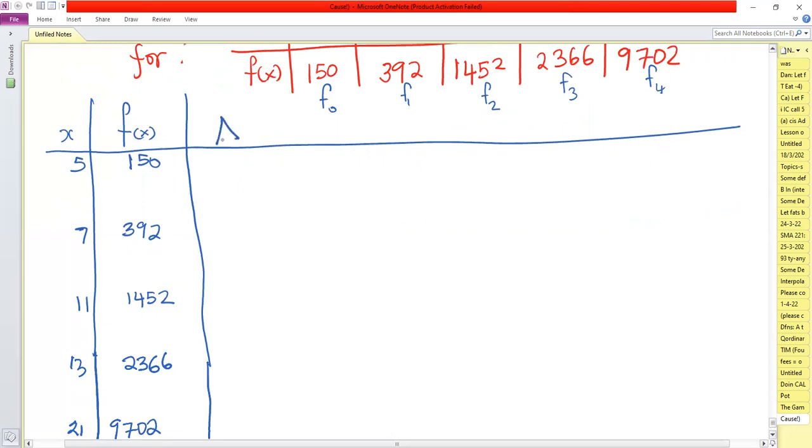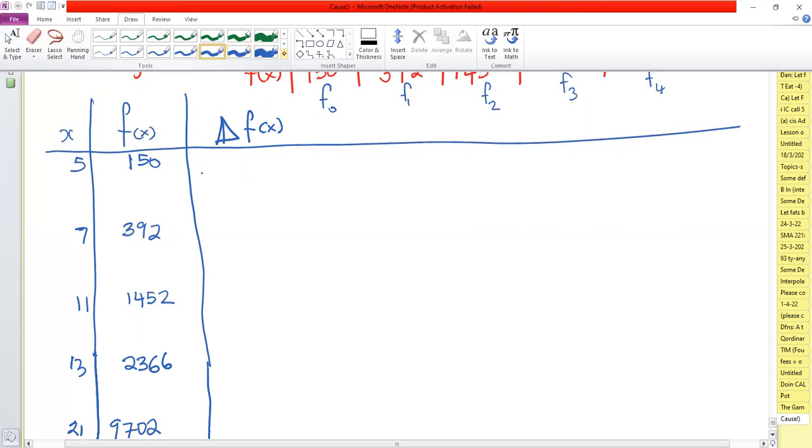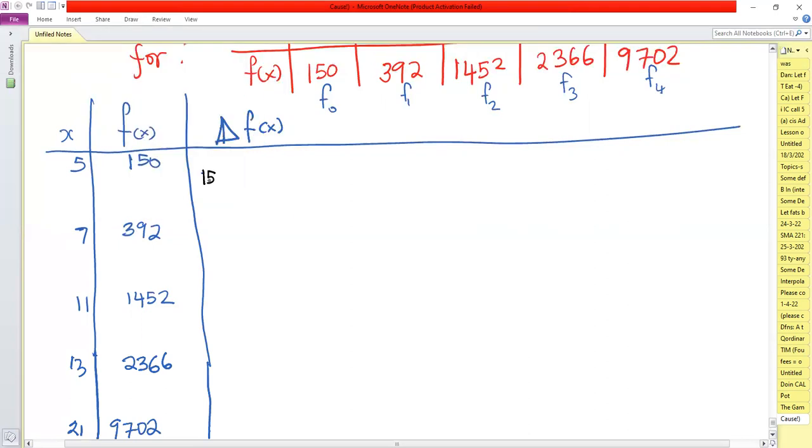So this is what we define as the first divided difference of the function. At this point, the first divided difference will be 150 minus 392 divided by 5 minus 7. And when you work out the difference and divide, you will get 121.